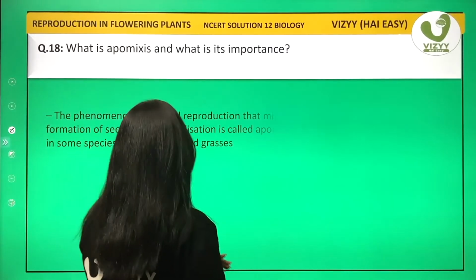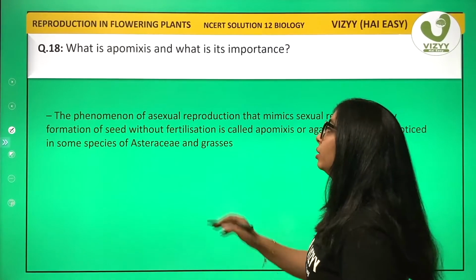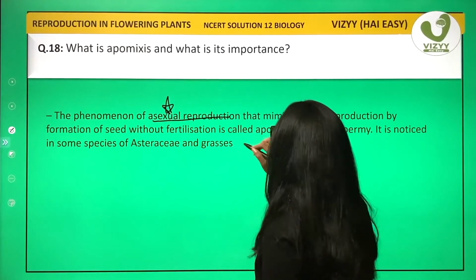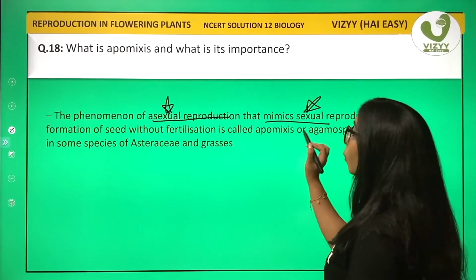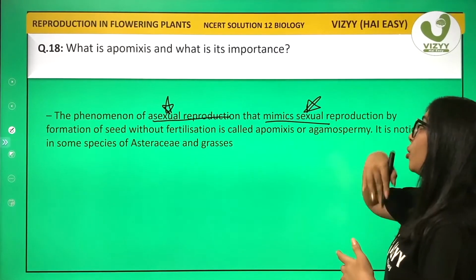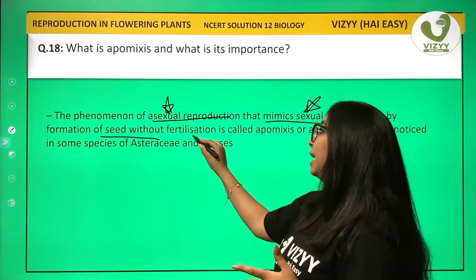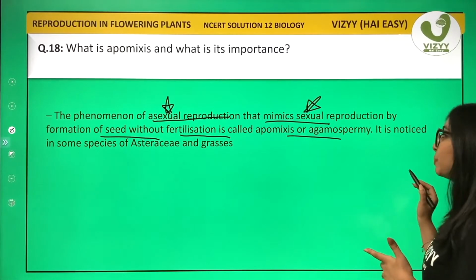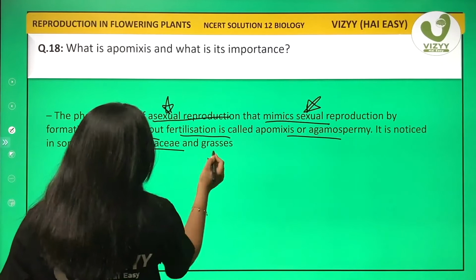So to write this answer, you need to know what apomixis is. Apomixis is the phenomenon of asexual reproduction. Remember this, asexual reproduction that mimics sexual reproduction. This is important. It is a phenomenon of asexual reproduction which copies or mimics sexual reproduction by formation of seed without fertilization. And it is called apomixis or agamospermy. It is noticed in some species of asteraceae and grasses.